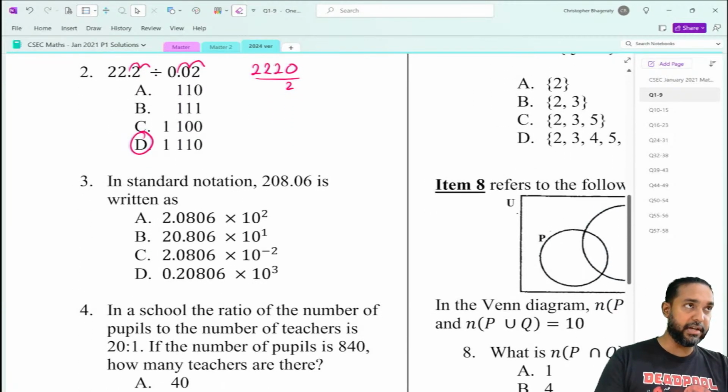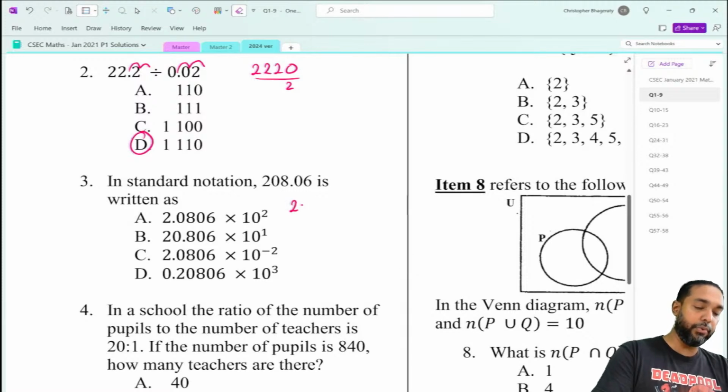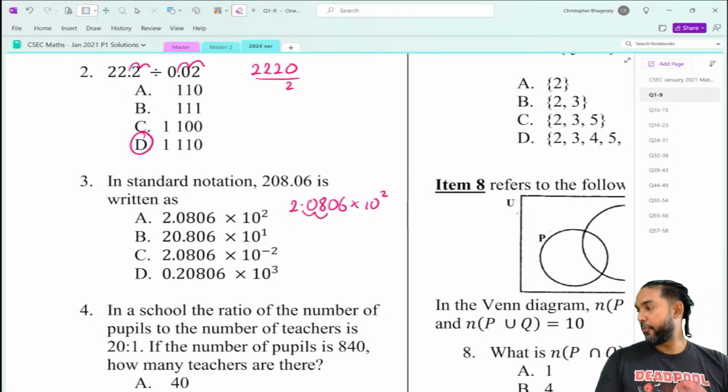Number 3, in standard notation, 208.06. So again, in standard notation or scientific notation, standard form, we want one and only one non-zero digit to the left of the decimal point. And of course, we multiply by 10 to the power 2 here to move this back to its original position.